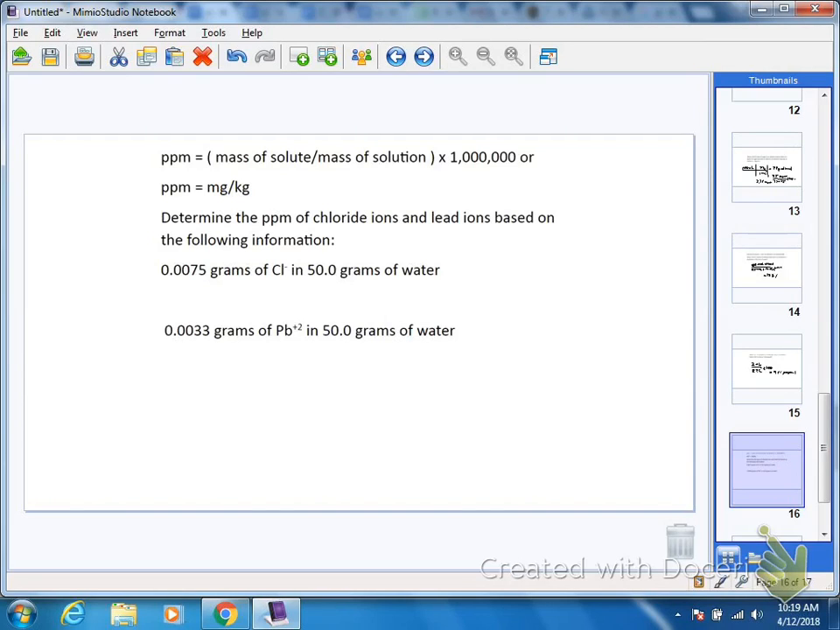Now, on these, you do not have to add in the 0.0075. And the reason why is because it doesn't really affect the parts per million. So on these, you don't have to divide by the total mass, unless this is going to be a significant size. So go ahead and do those 2 and see what you get in parts per million.